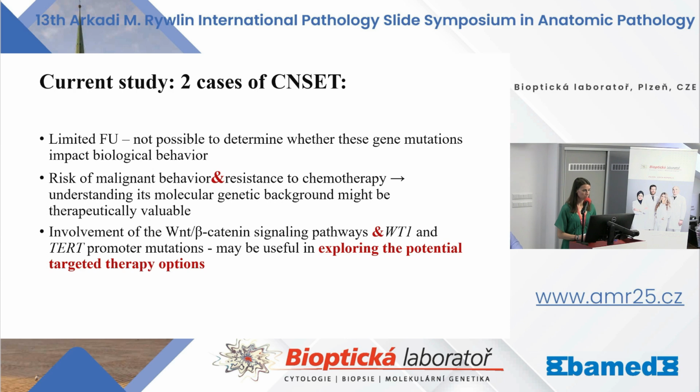So it is not possible right now to say whether these gene mutations impact biological behavior. But because of the published risk of malignant behavior and also resistance to chemotherapy, it is crucial to understand the molecular genetic background of this tumor, which might be used for therapeutic options. And involvement of beta-catenin signaling pathways, WT1 mutations and TERT promoter mutations might be useful in exploring potential targeted therapy options.